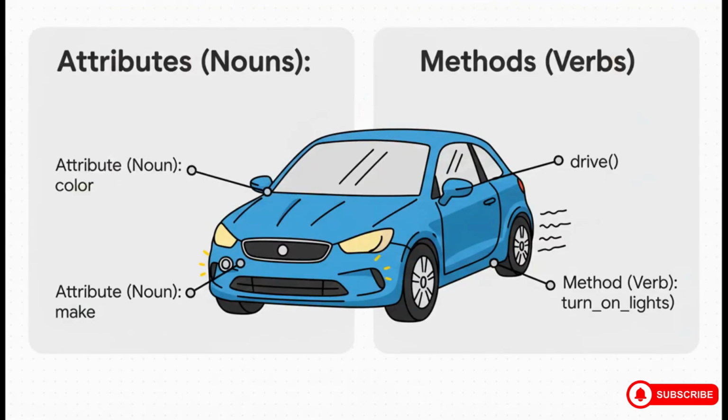This is honestly one of the best ways to think about it. Attributes are the nouns. They describe what the object is or what it has: its make, its model, its color. Methods, on the other hand, are the verbs. They describe what the object can do. It can drive, it can brake, it can honk its horn. They're just functions that live inside the class, all ready to act on the object's specific data.